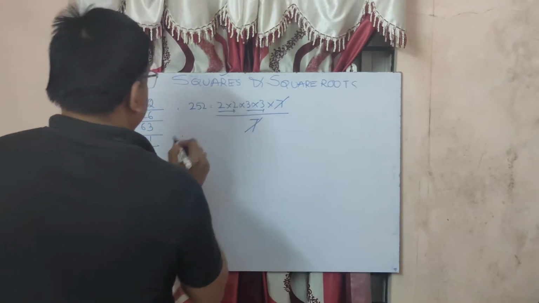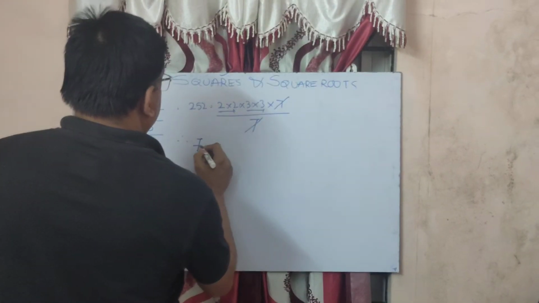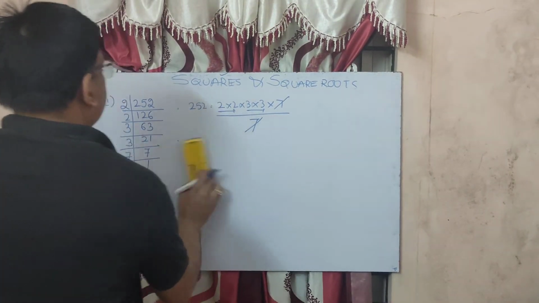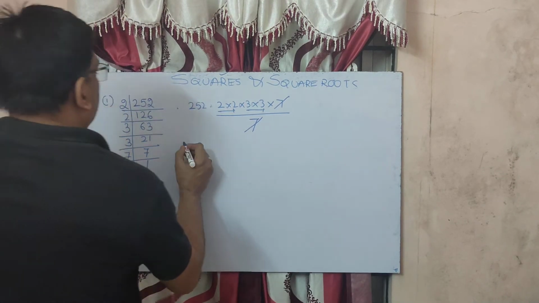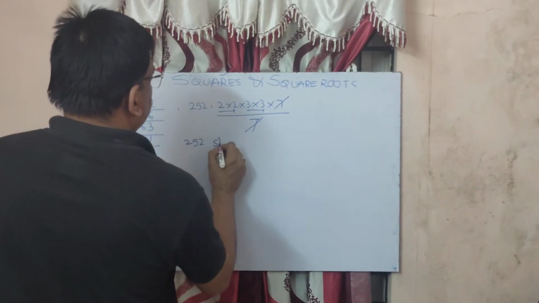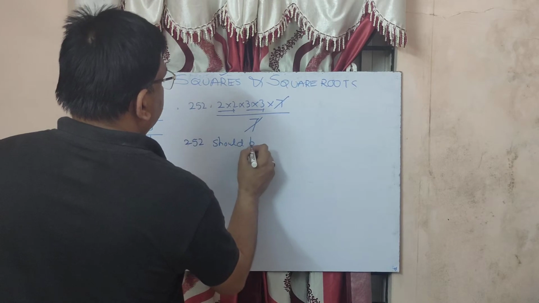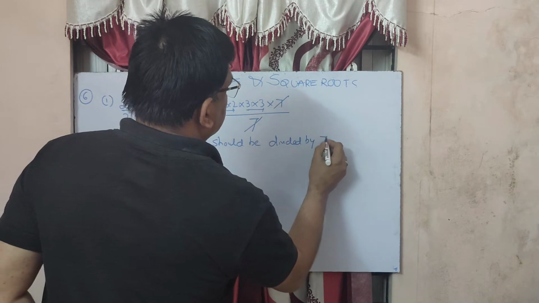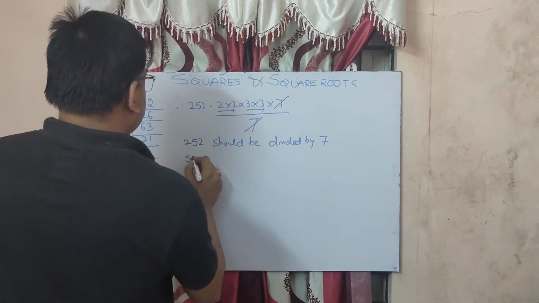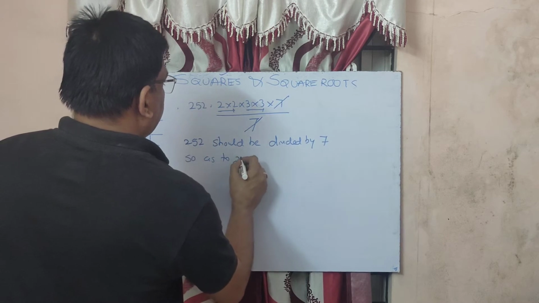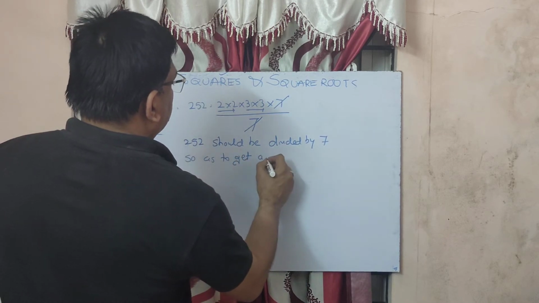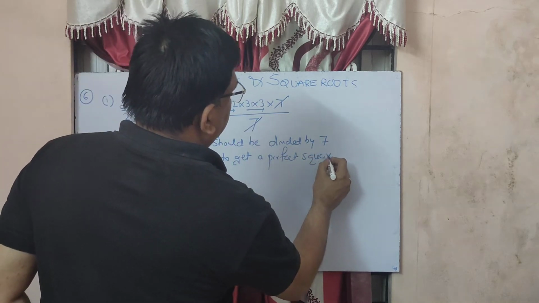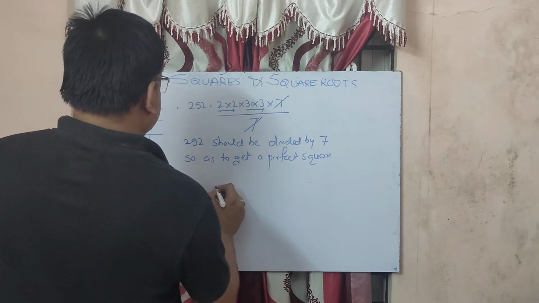Therefore, you have to say 252 should be divided by 7 so as to get a perfect square.